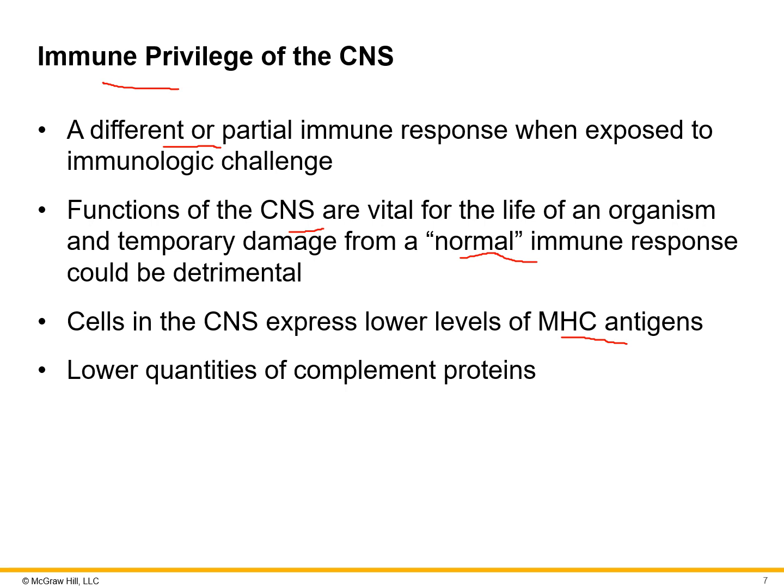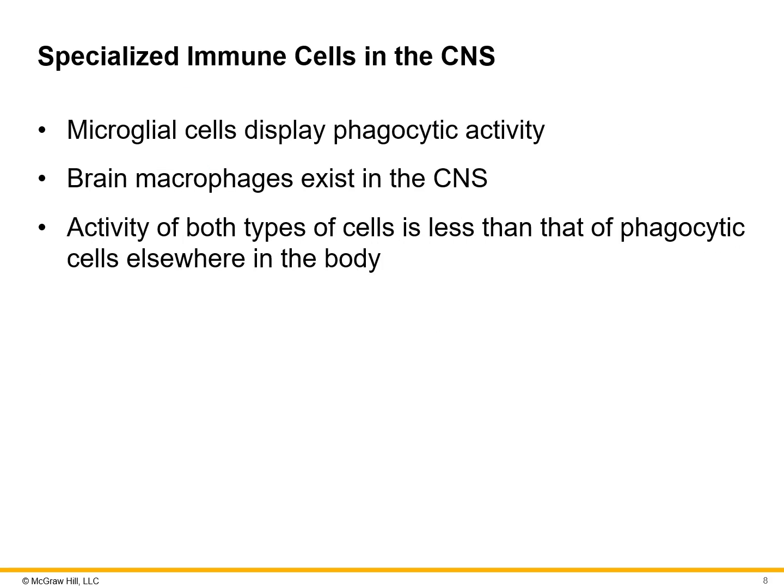And there are also fewer complement proteins, and with activation of that complement system, we get inflammation, increased phagocytosis, fever, all of that kind of response. Those are there. So again, there's still the immune system inside the CNS, but it is harder to activate than elsewhere in the body. And then specialized immune cells.